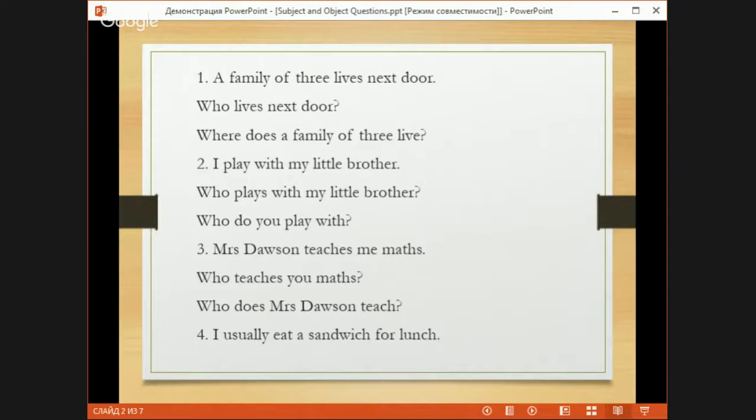I usually eat a sandwich for lunch. I is the subject of the question. So the question is very easy. Who usually eats a sandwich for lunch? Again, we use s because it's present simple, and who is third person. A sandwich is our object. How to make a question? Think about the tense. It's present simple, so we need do. What do you usually eat for lunch?